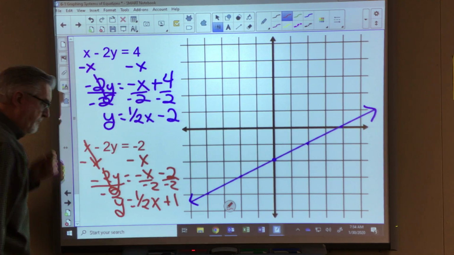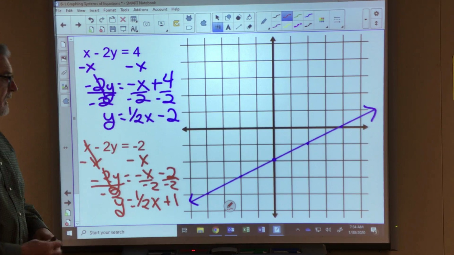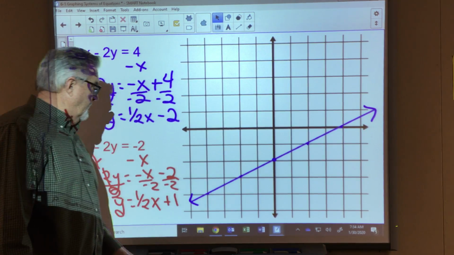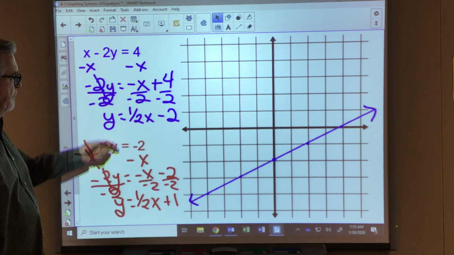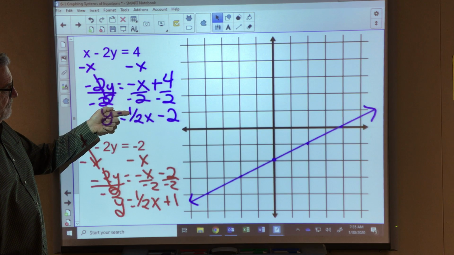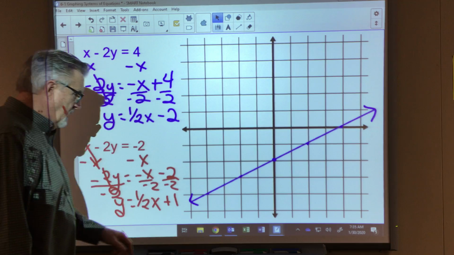plus 1. Look at these guys, if you will. What do we know about parallel lines? What did we learn about parallel lines? Exactly. They have the same exact slope. This one had a slope of 1/2. This has a slope of 1/2, which means they're parallel lines.